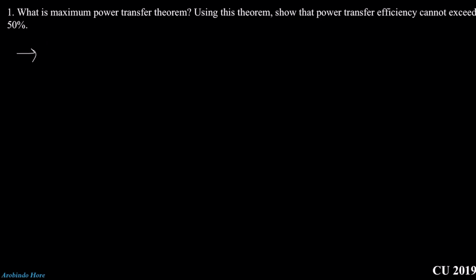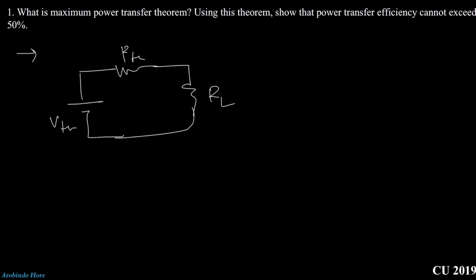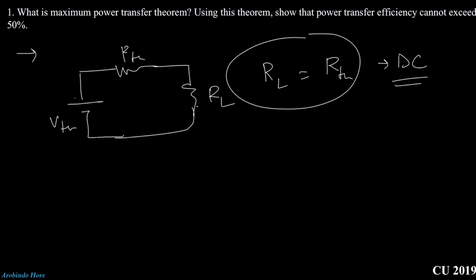Here they ask, what is the maximum power transfer theorem? Using this theorem, show that power transfer efficiency cannot exceed 50%. Just yesterday, I uploaded the video of the maximum power transfer theorem. Okay, what is the maximum power transfer theorem? It states that a circuit consists of VTH and RTH and the load resistance is RL. The power delivered from source to load will be maximum when RL equals RTH. This is for DC. For AC it is different. So for DC, the maximum power will be delivered from source to load when the load resistance is the same as the source resistance or Thevenin equivalent resistance. Okay, this is the maximum power transfer theorem.